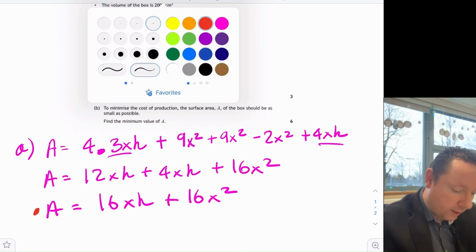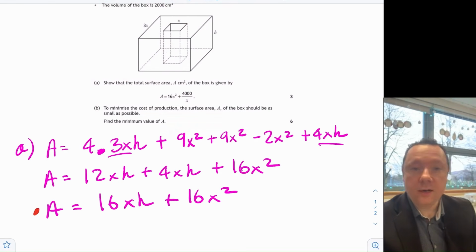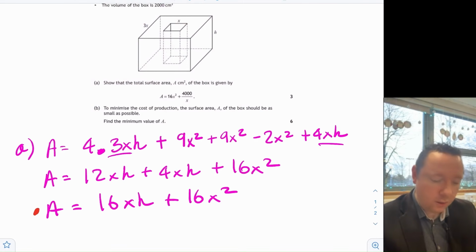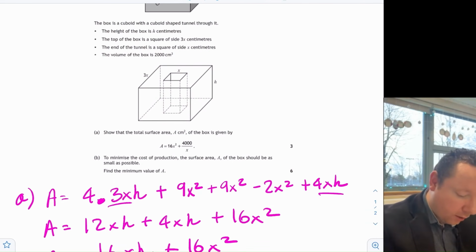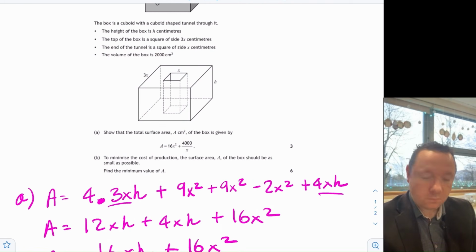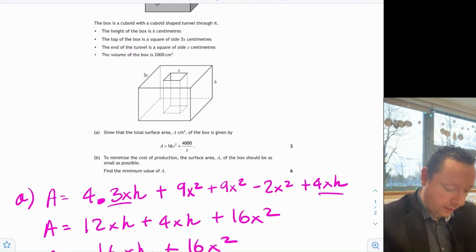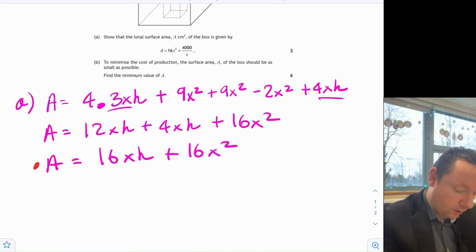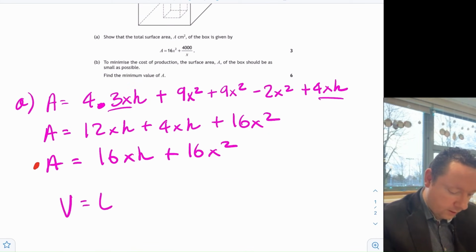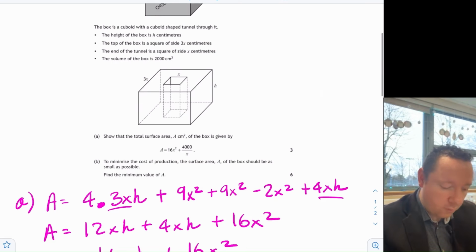But we're not finished there because our area in the question's not got any h in it. So we need to work out if we can eliminate that h somehow. Let's look at the information. The volume is 2000. Well, volume is length times breadth times height. So if I write that down underneath, volume of the big box, which is 3x times 3x, which is 9x squared times h.